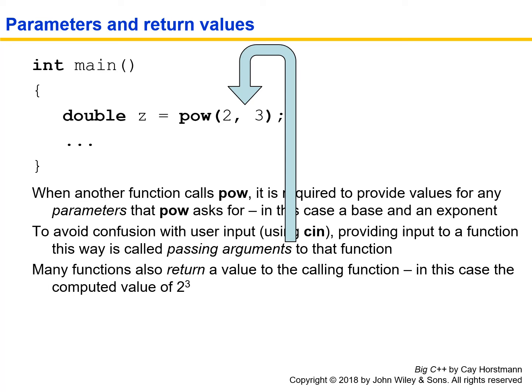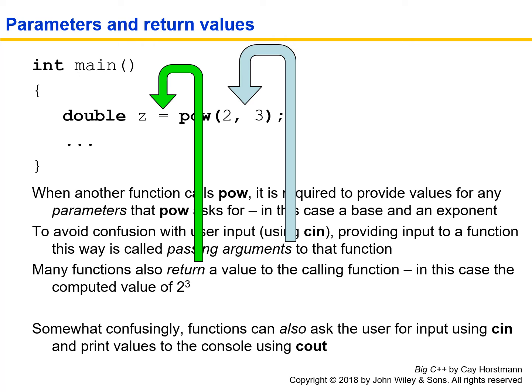Many functions, not all, return a value to the calling function. In this case, the computed value of 2 to the third is going to be returned, and the equals sign here means that that value is going to be assigned to the variable z. Now, somewhat confusingly, functions can also ask the user for input using cin and print values to the console using cout. So why not just always have them do that?